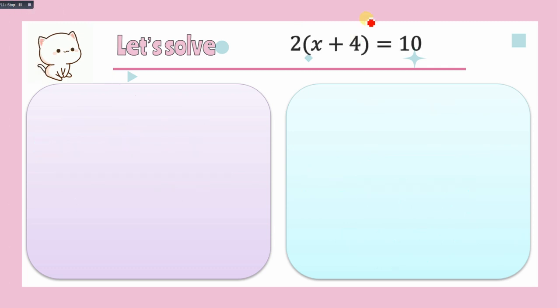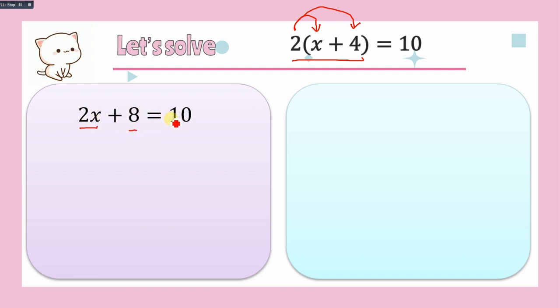Equation 2: 2 multiplied to the quantity of x plus 4 equal to 10. Again, we must simplify this equation first. So multiply 2 times x and also 2 multiplied to 4 by using the distributive property. So 2 times x is 2x, then 2 times 4 is 8. So we got 2x plus 8 equal to 10.